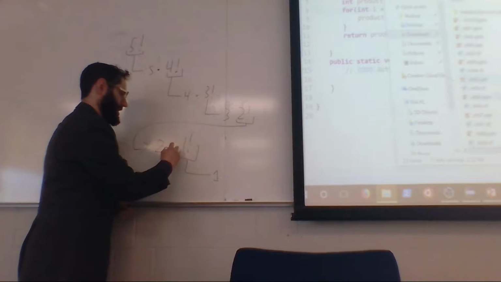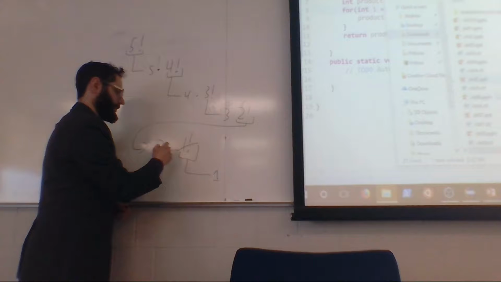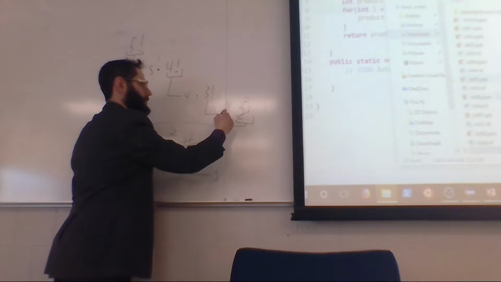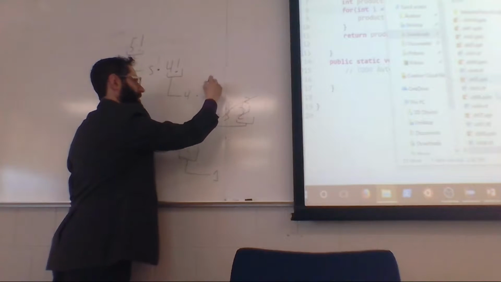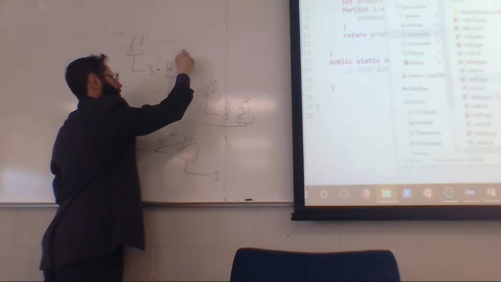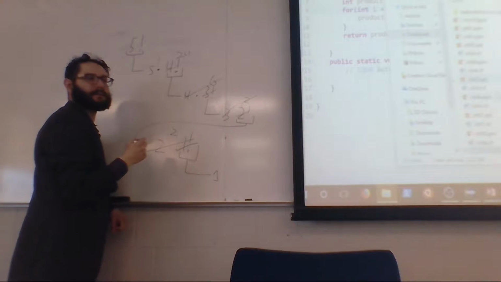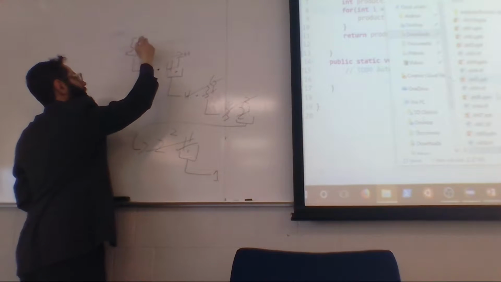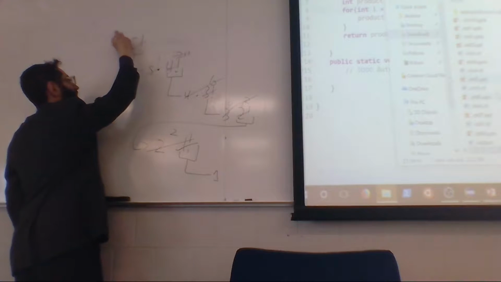So what I can do is replace 1 factorial with 1. Then 2 times 1 is equal to 2, so I return 2 here. 3 times 2 is 6, so I return 6 here. 4 times 6 is 24. So 24 times 5 is 120. So now I return 120 as my answer over here.